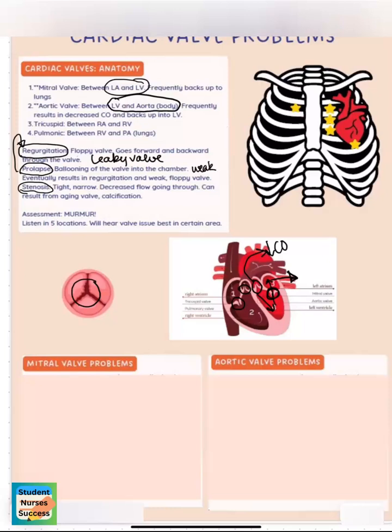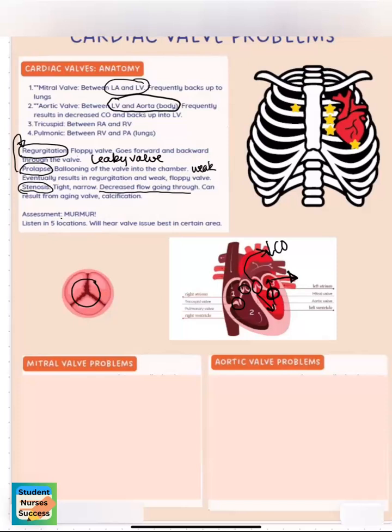Stenosis means that it's tight and narrow. So it's the opposite of regurgitation. It means that there's decreased flow going through the valve. This can result from aging or calcification. You can be born with stenotic or tight valves, but in most adults, it's the result of the aging process or calcification. Now, when a patient has a heart murmur, it means that usually there's turbulent flow going through the heart, and it usually means that the valve is either leaking or stenotic.